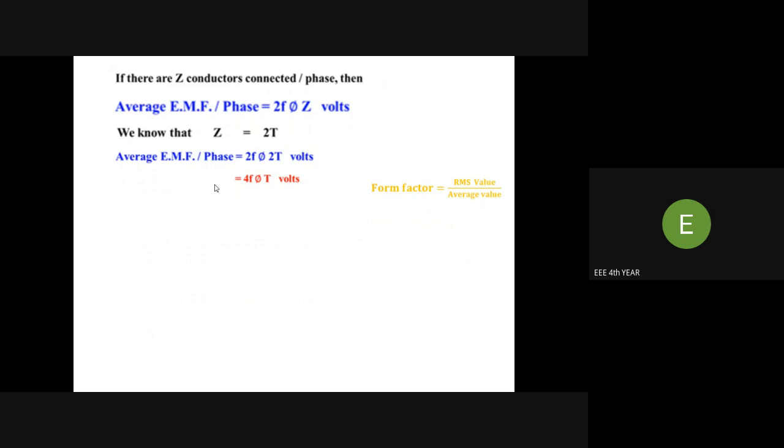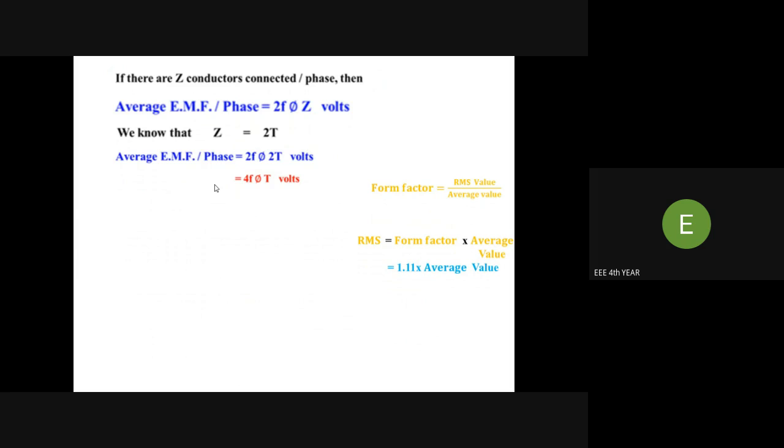But we consider a sinusoidal waveform, with positive half cycle and negative half cycle, and we have only obtained the average value. So we have to convert the average value into the RMS value. We utilize the form factor formula: form factor is equal to RMS value divided by average value, which is 1.11.